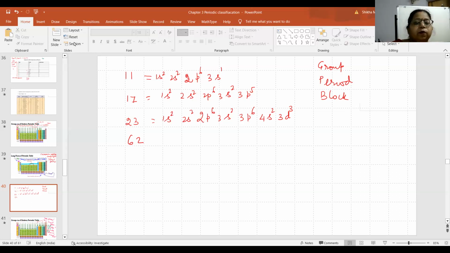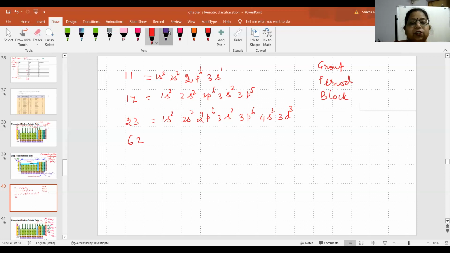Now, if I talk about the first one, that is atomic number 11. Since the last electron is entering into s orbital, as all of you have correctly written, the element with atomic number 11 will belong to S block. Where it is, I will just show you. What about its period or group number? For that, we must understand the basic structure of the modern periodic table. I'm drawing a rough sketch of that.